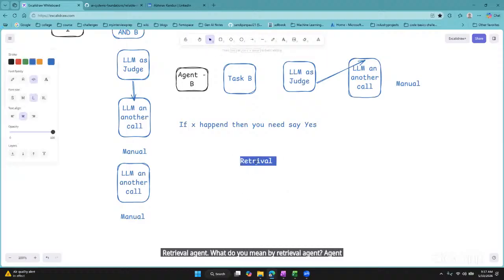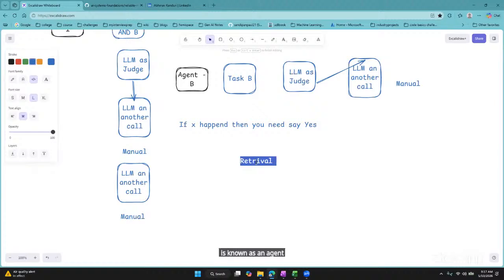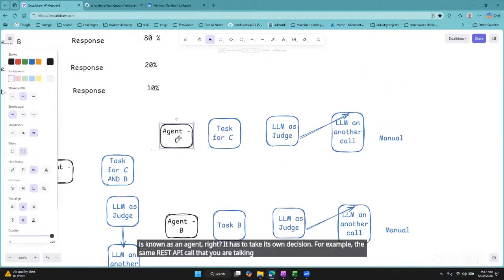An agent is someone who takes a decision on behalf of a human sitting there. It has to take its own decision. For example, with the same REST API call you are talking about, if my agent is deciding which API to call, then I say that it's an agent. But if it is a single API call, then I don't call it an agent. I just call it a REST API.